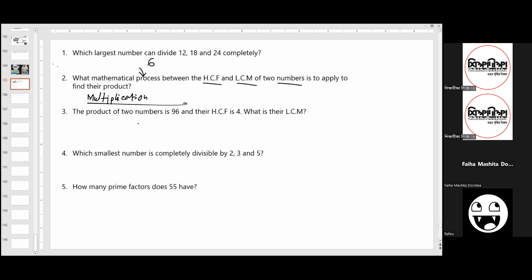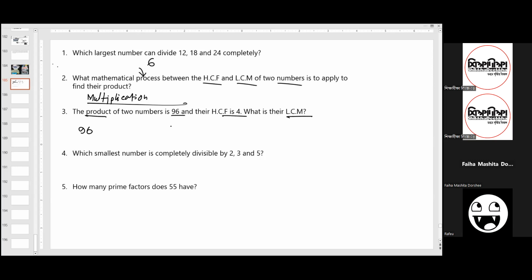Right? The product of two numbers is 96. HCF is 4. What is the LCM? কি করতে হবে? কি করবো এটা? বের করতে পারবো? ইয়েস স্যার। কি হবে এটা? I don't know. You don't know. Yes, sir.